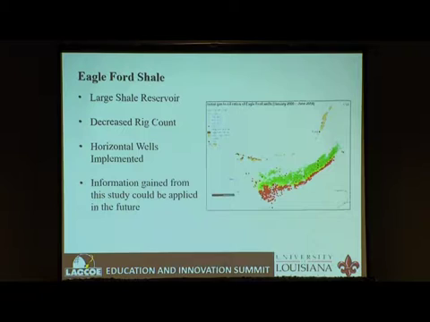Currently, there is a very significant drop off in rig count, which means there are fewer wells being drilled here, and so it's very important for them to be economic, so that you can make money. Almost all of them are horizontal wells, which is another good reason for using this study for that. And information gained from the study could be applied to the future.